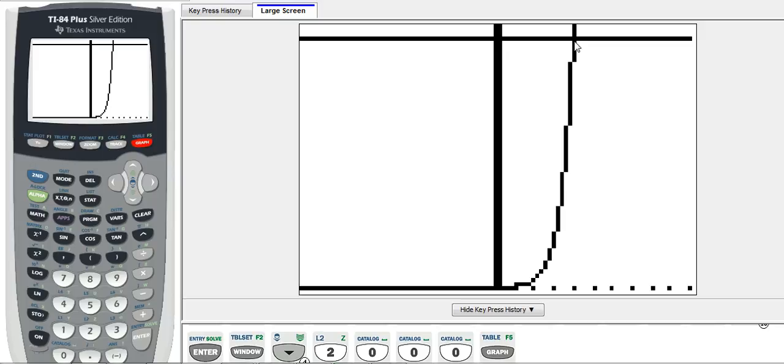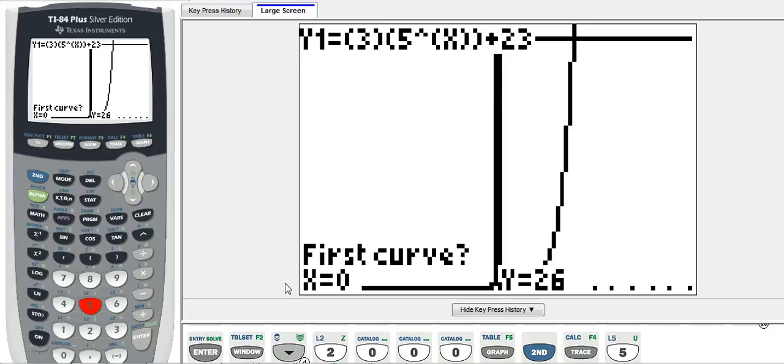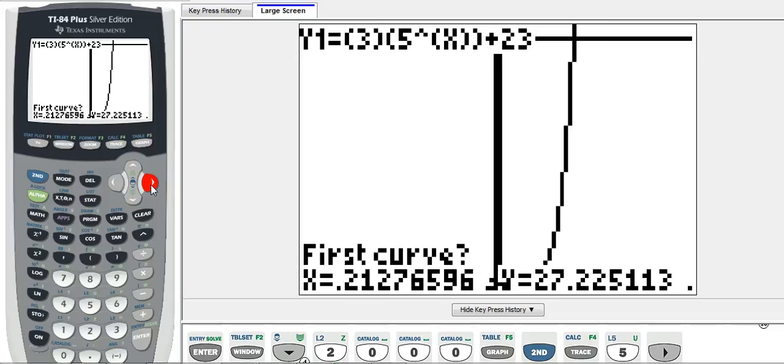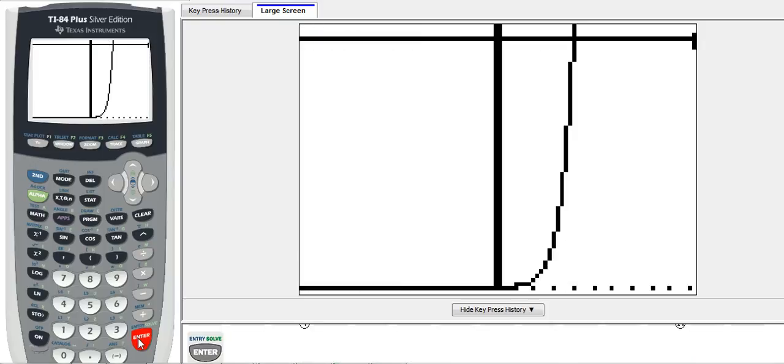Okay, so we just want to find the intersection here. So we'll go to second calculate, intersect, which is 5. And then it's saying the first curve, it looks like it's on the curve there. Let's just make sure by scrolling up a little bit, making sure the cursor follows it. Yep, that's what we want. So we hit enter. Second curve, it's right there on the second line, so we'll hit enter. Guess. Do you want us to guess? Sure, we'll want you to guess.